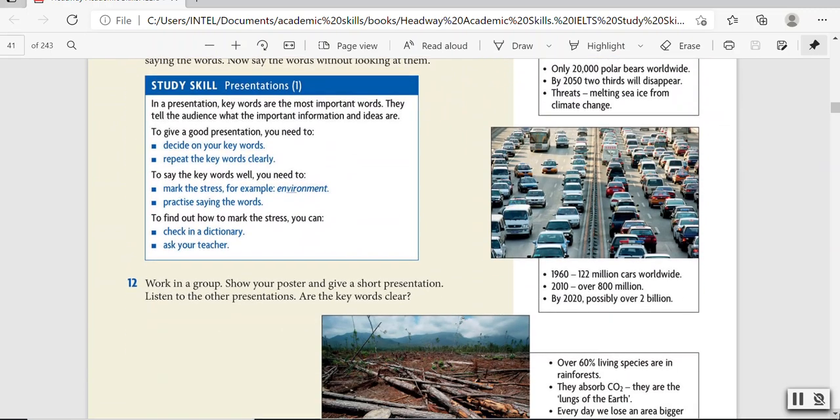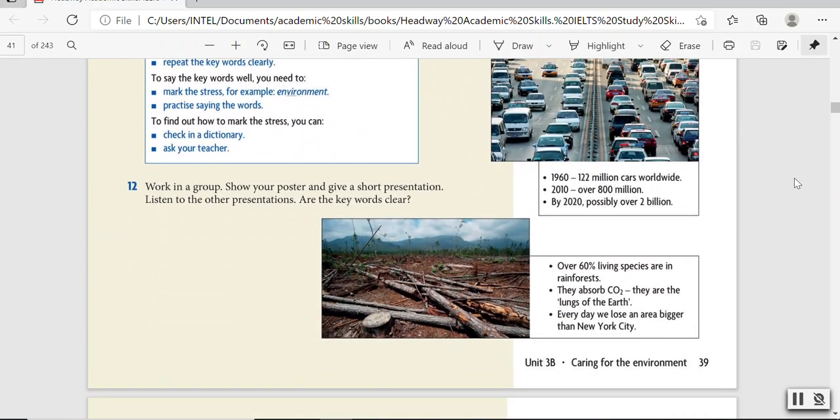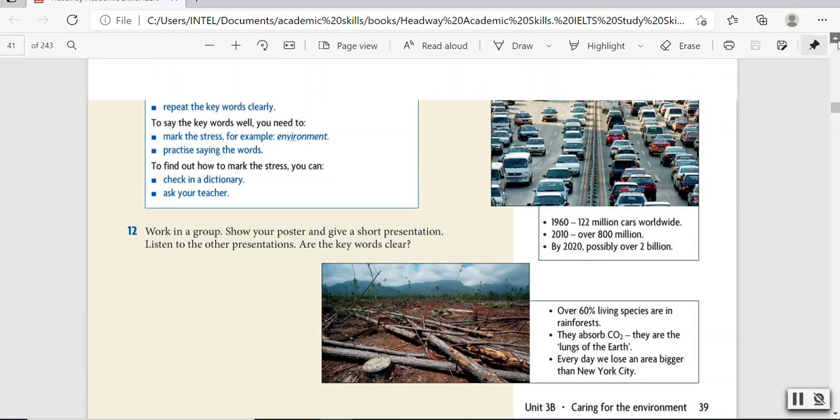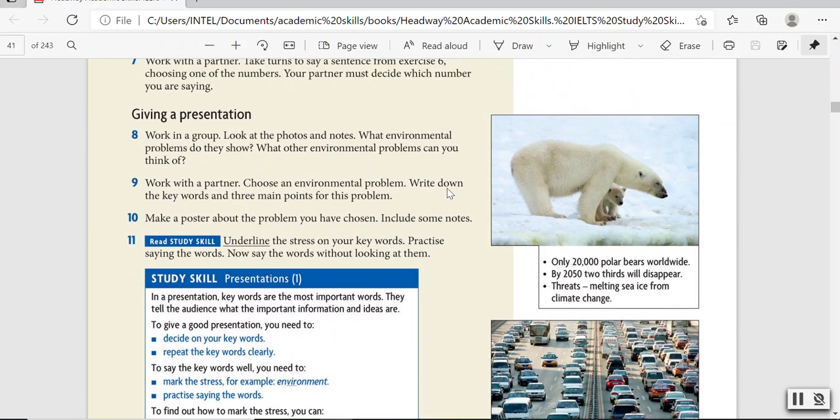In this page we have some notes about giving a presentation. In page 19, we have some instructions about giving a presentation. How can you give a presentation? How can you present a presentation in the best way?